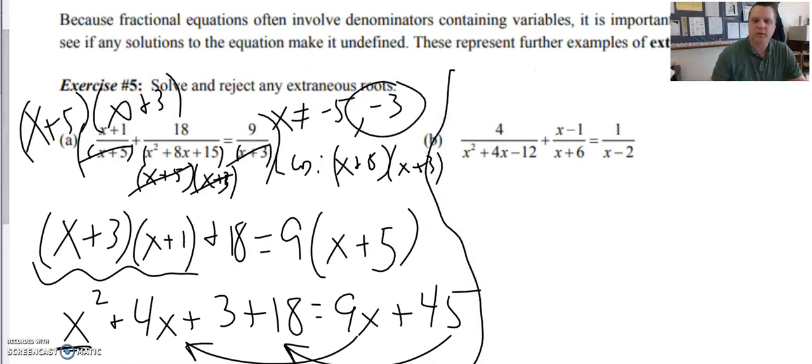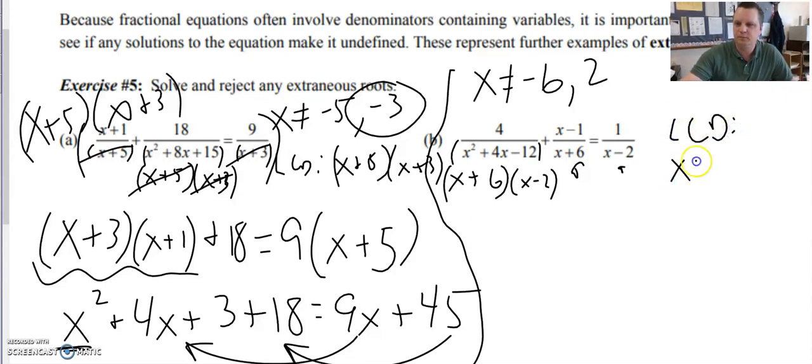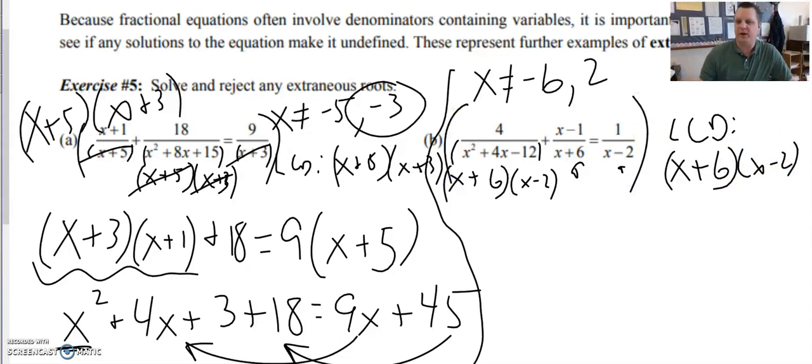All right, next one. Last one here. So again, this right here factors to x plus 6 and x minus 2. How ironic. It's right there and right there. So we can't have x to be -6 or 2 because that will make the denominator 0, therefore undefined. All right, I got to pick it up. LCD, x plus 6, x minus 2. Multiply everything by the LCD. So cancel, cancel. I'm left with a 4 plus x minus 1.